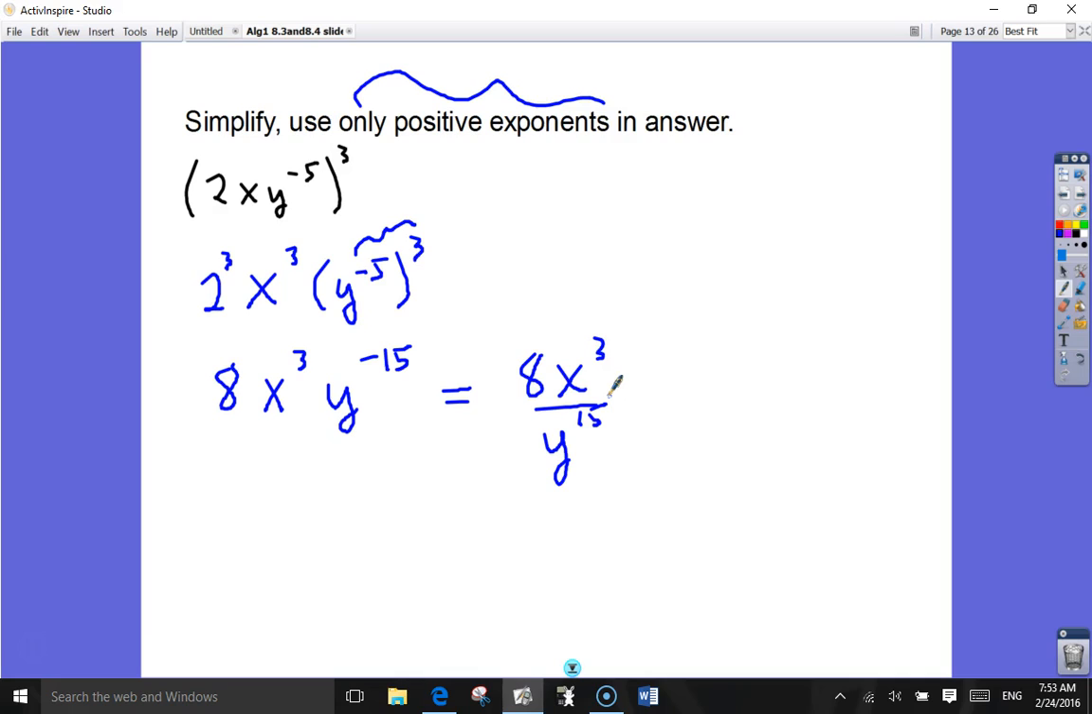Same thing, right? She's saying, what if you wrote it like this? 8x to the third times 1 over y to the 15th. That's fine. It's the same thing.